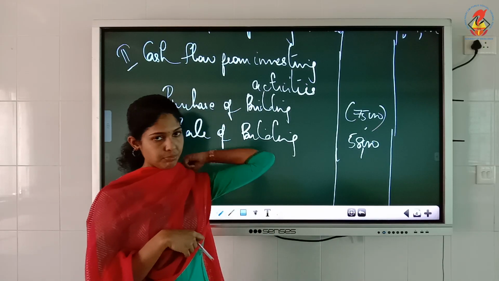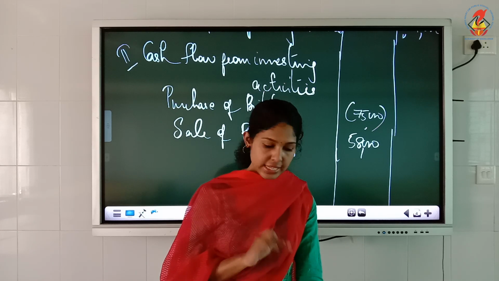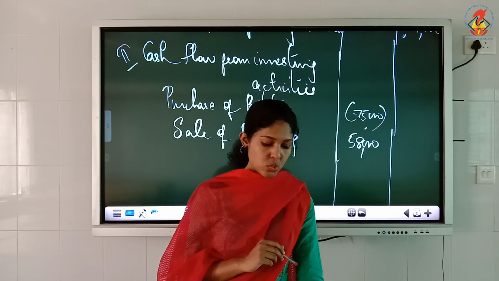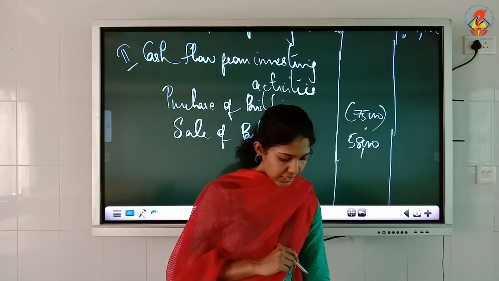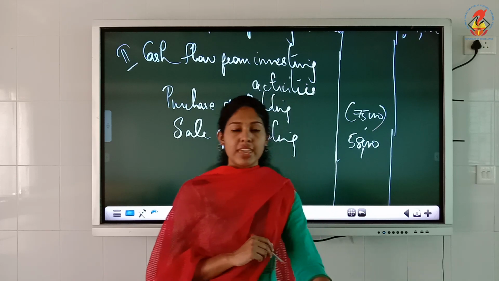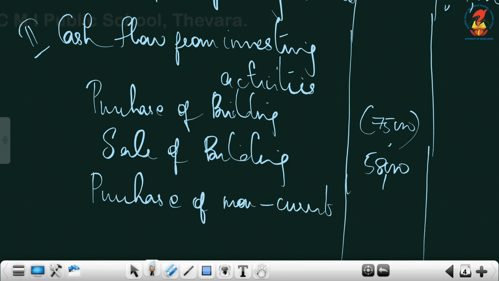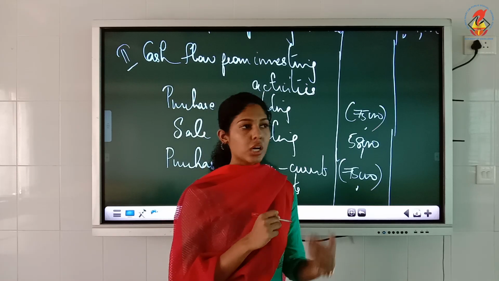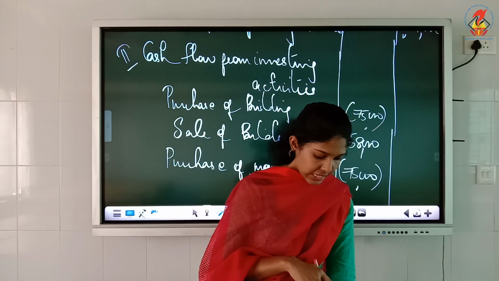Then it's not over. So again you have to look into your balance sheet. There are patents, which we already considered, amortization. Then there is one more item, non-current investments. Last year it was 0. This year it became 75,000. The meaning is they have purchased non-current investments. So that we will consider here, purchase of non-current investments. The amount is 75,000, which is cash outflow, because we are paying for it. So it is cash outflow, write it as a negative figure.